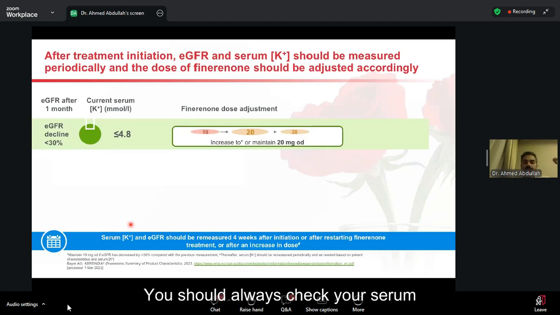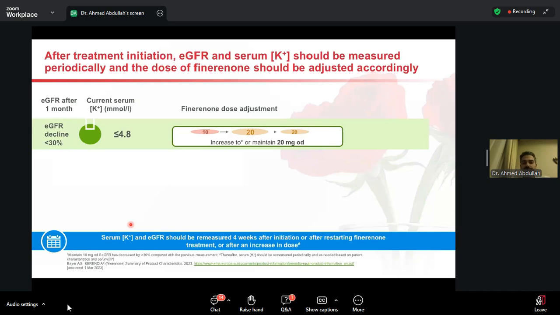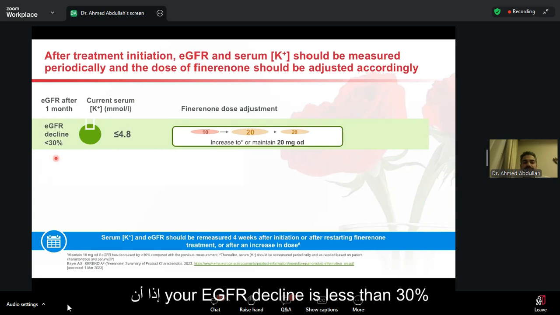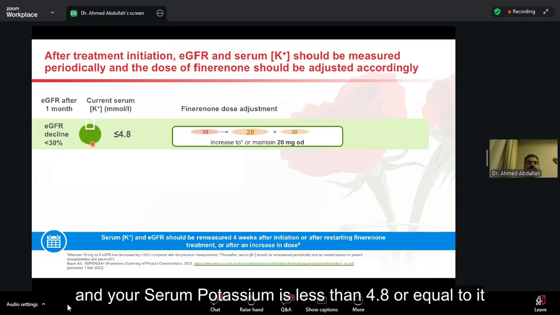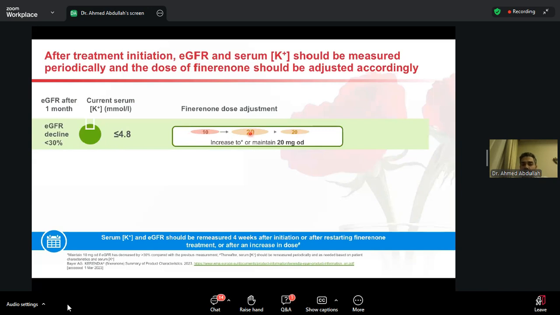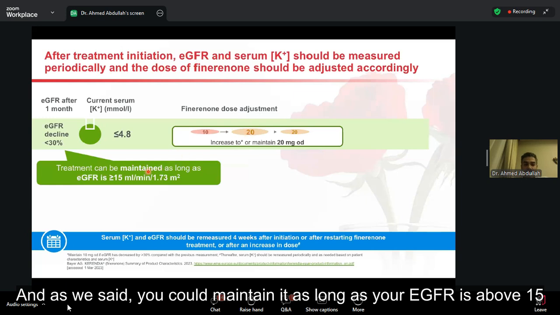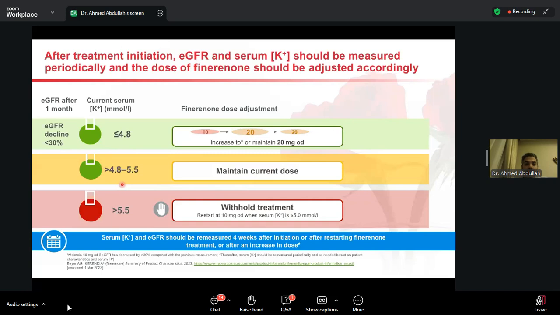You should always check your serum potassium 1 month later, along with your eGFR. So if your eGFR decline is less than 30% and your serum potassium is less than or equal to 4.8, then you can increase your dose from 10 to 20, or even maintain it if you're already on 20. And as we said, you could maintain it as long as your eGFR is above 15.